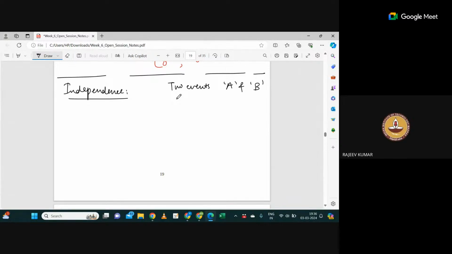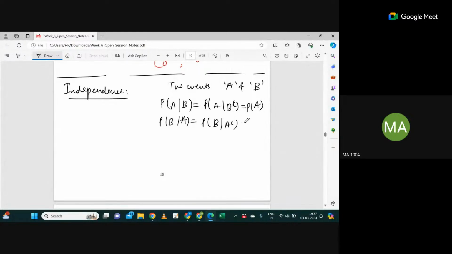It means the happening or not happening of one event does not affect the probability of the other. Basically, independence means probability of A given B happening, or B not happening, is equal to probability of A. In reverse order also, probability of B given A, or given A not happening, is equal to probability of B. Then I will say A and B are independent.